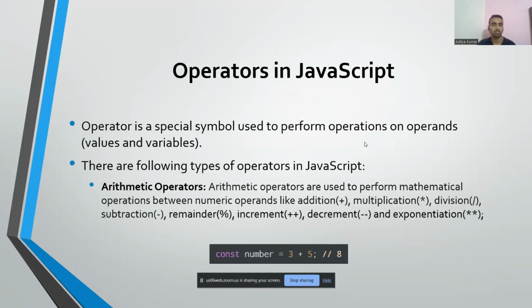Then there are operators in JavaScript. Operators are special symbols which are used to perform operations on operands. The types of operators in JavaScript begin with arithmetic operators, which are basically used to perform mathematical operations between numeric operands like addition, multiplication, division, subtraction, and so on. As an example, I've stored 8 by using the addition operator, 3 plus 5, in number.